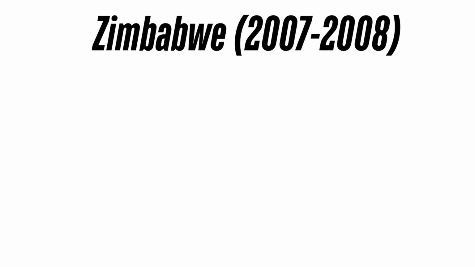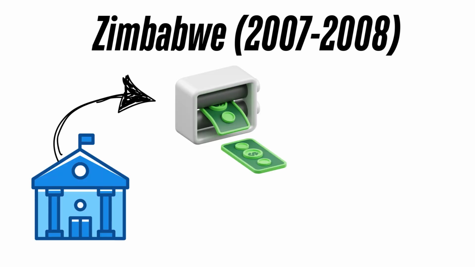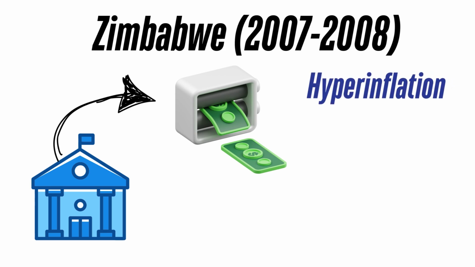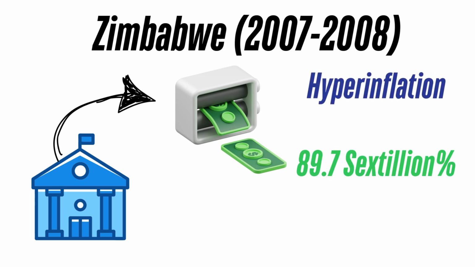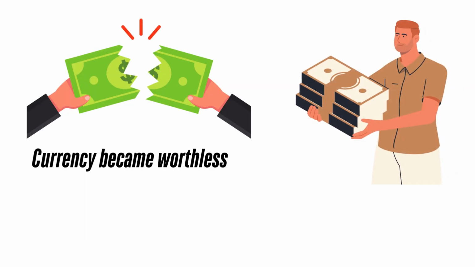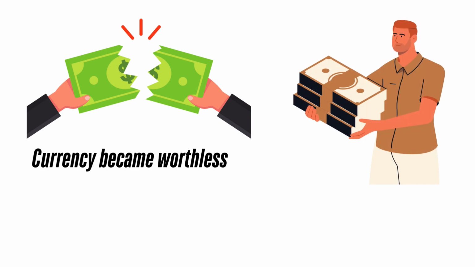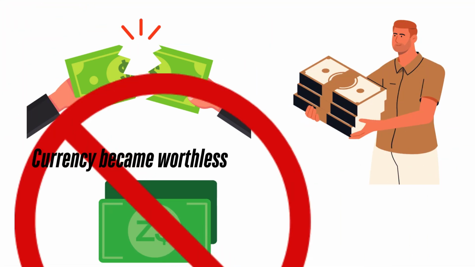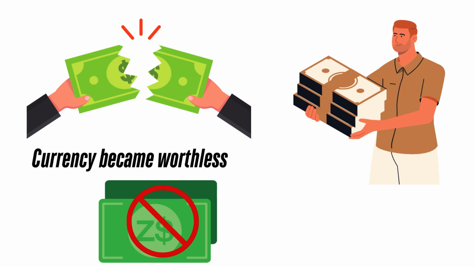Example 2. Zimbabwe, 2007 to 2008. Zimbabwe's government made the same mistake when it started printing money to cover economic shortfalls. By 2008, the country experienced hyperinflation at an unbelievable rate of 89.7 sextillion percent per year. Zimbabwean currency became worthless, with people needing stacks of cash just to buy basic goods. The situation was so bad that the government eventually had to abandon its own currency.